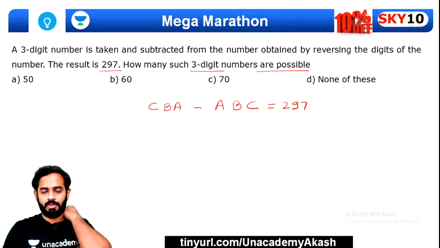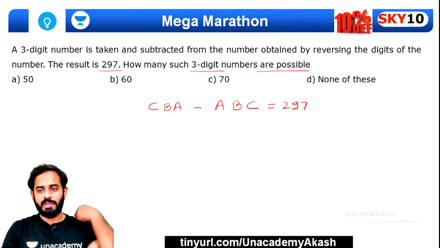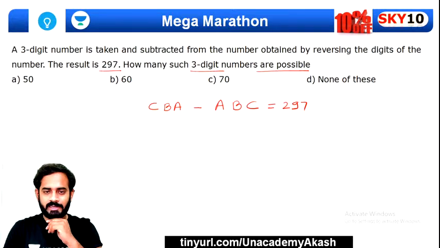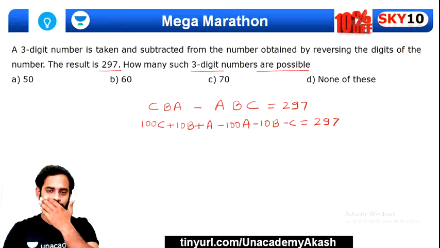Now we'll have to use the concept of place value in this question. So the concept of place value will be what? It's very simple. This C is hundreds place. So 100C plus 10B plus A minus 100A minus 10B minus C is equal to 297.